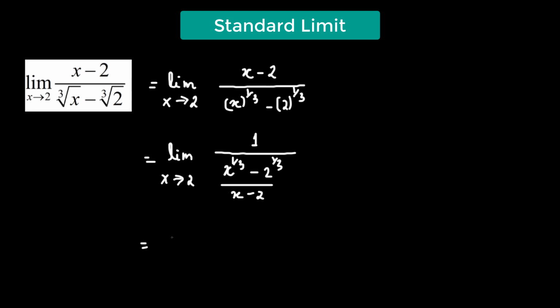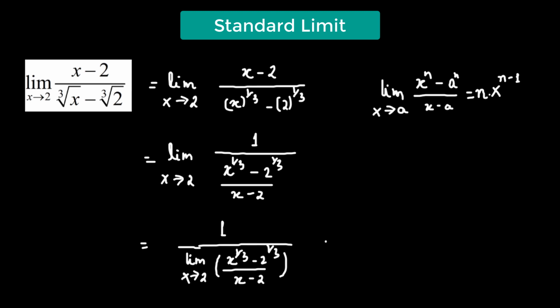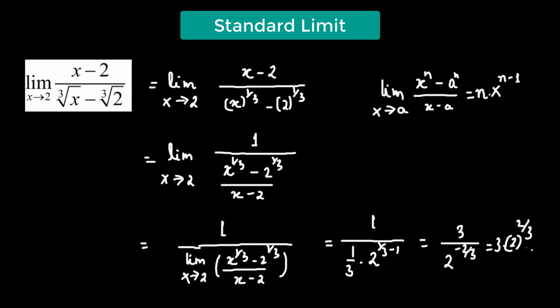Now we're going to apply the limiting value to the denominator. So that will be equal to limit x approaching 2 of x raised to the power of 1/3 minus 2 raised to the power of 1/3 divided by x minus 2. So we apply our definition of limit. That gives us 1 over, our n value is 1/3, so we have 1/3 multiplied by 2 raised to the power of 1/3 minus 1, which will be equal to, so 1/3 will go to the numerator and that will become 3. So we have 3 divided by 2 raised to the power of negative 2/3, or we can say it's 3 times 2 raised to the power of positive 2/3. So this is going to be the limiting value of our given function when x approaches 2.